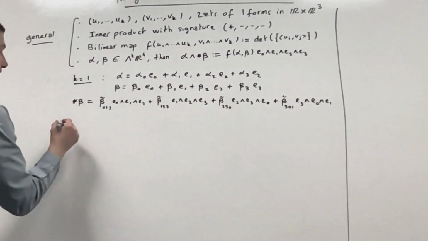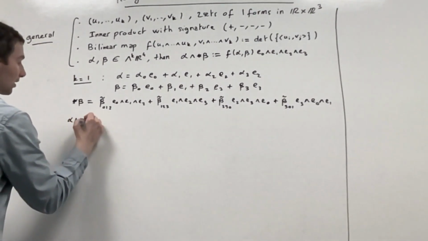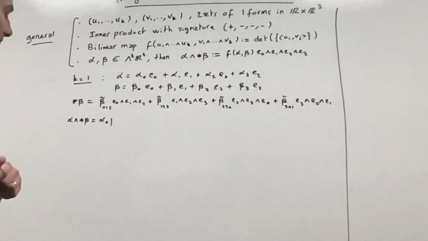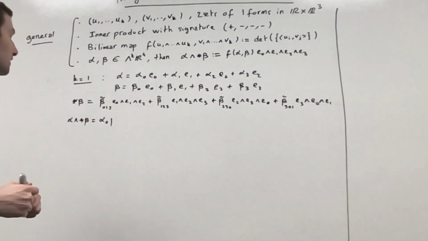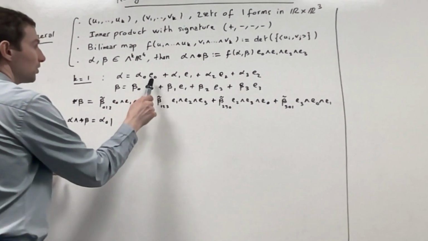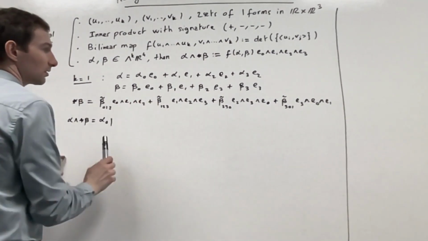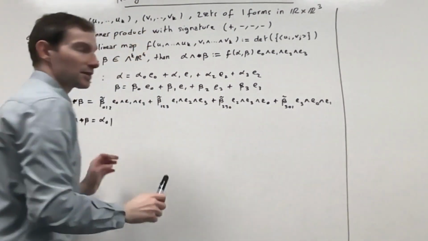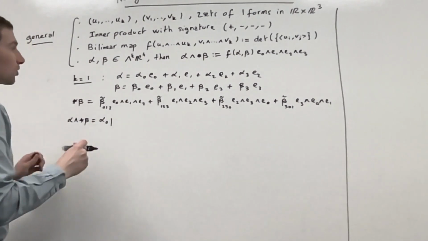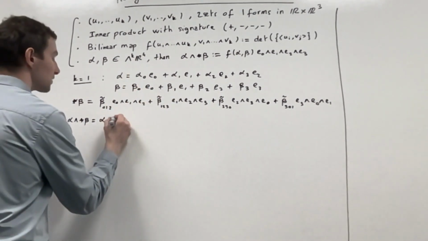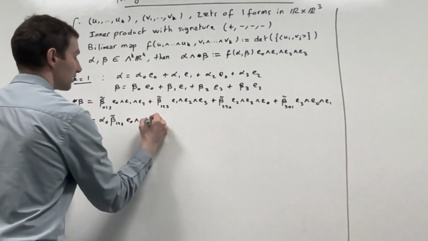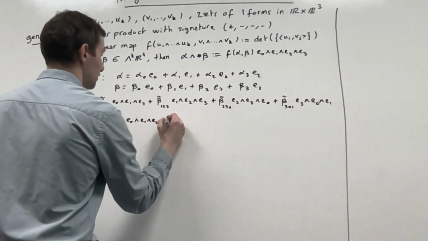And then what I'm going to do is that alpha wedge beta is going to be equal to alpha 0. It's actually quite straightforward. I can simply look at which part is missing E0 here. This one has E0, this one has E0, this one has E0. So if you take the wedge of E0 with anything with E0, you get 0. So basically, the only one is going to be this one. So that's beta tilde 1, 2, 3, and then E0 wedge E1, E2, wedge E3.